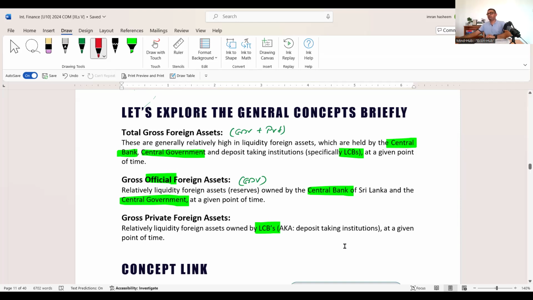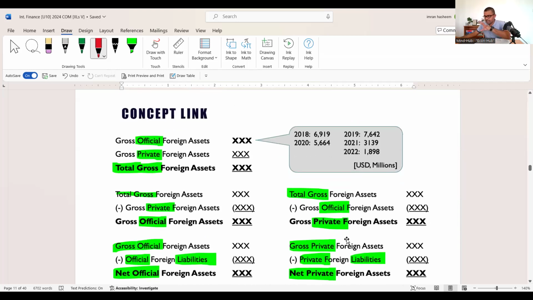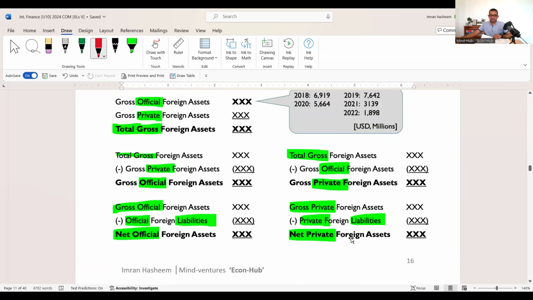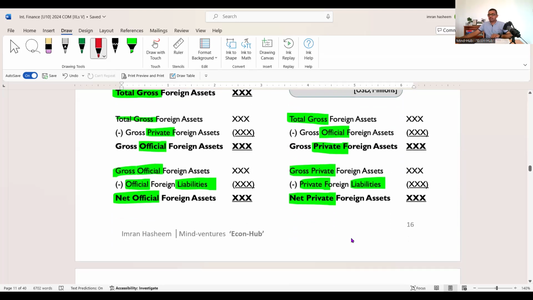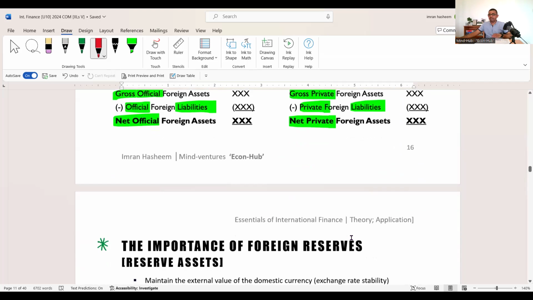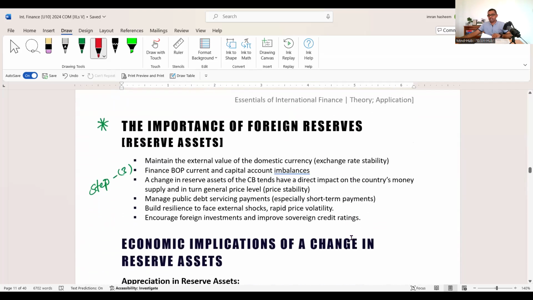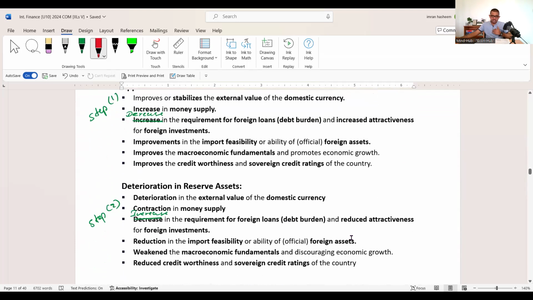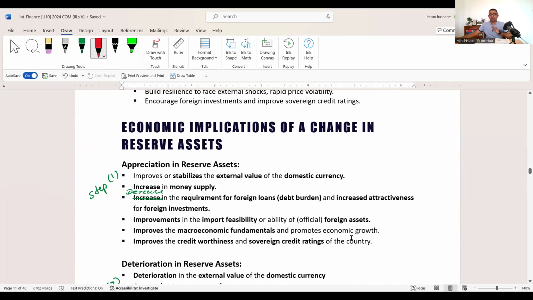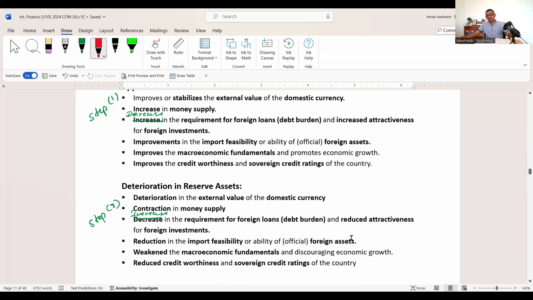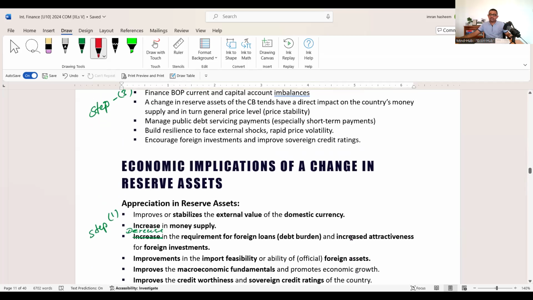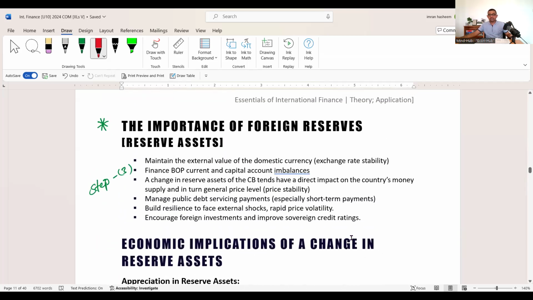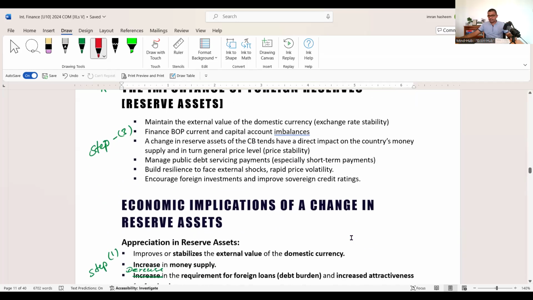Okay, right. So all these have been done, right? The combinations, comparisons, all that completely we have done, right? Then the importance of having foreign reserves or assets, right? So I've given a certain way you should look at it. Remember, step 1, look at the appreciation or having more foreign reserves. What are the benefits? Step 2, look at the deterioration. Then step 3, look at the importance of foreign reserves. That's the overall set of points.